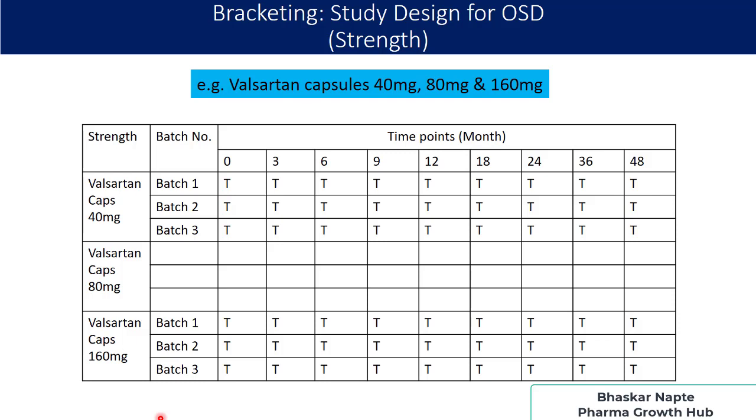So you need to only test 40 milligram and 160 milligram valsartan capsule for the time points according to your plan: 0, 3, 6, 9, 12, 18, 24, 36, 48, according to your proposed shelf life. And once you confirm that the 40 milligram and 160 milligram meet the specification up to 48 months, you can also propose 48 months as a shelf life for the 80 milligram dose also.